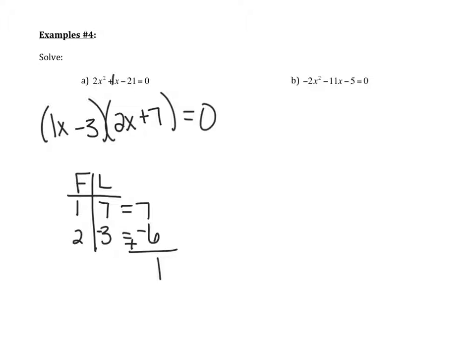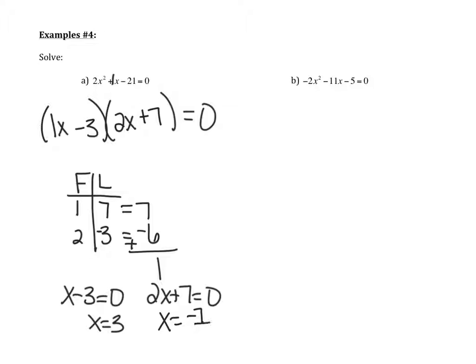So now that I have my parentheses all set up, I'm just going to have to set them equal to 0 and solve for x. So my first one, I really don't need to have this 1 here. So it would just be x minus 3 equals 0. And my second one would be 2x plus 7 equals 0. So my first answer is 3, and my second answer, I would subtract the 7 and divide by 2, so I would just get, and keep it as an improper fraction, negative 7 over 2. So my answer would be 3 and negative 7 over 2.